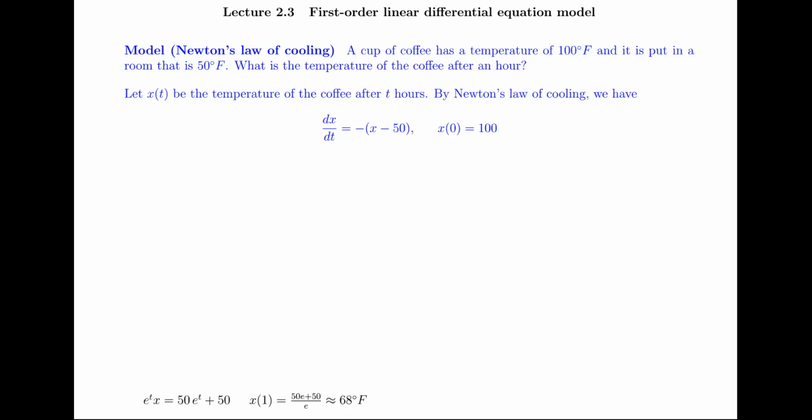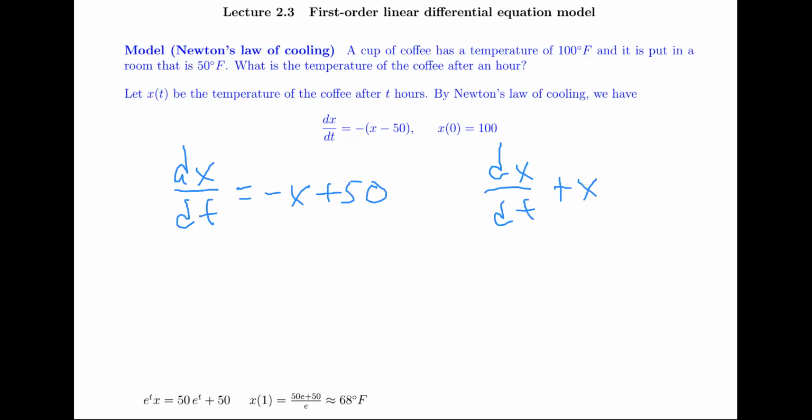We go through and we write our equation in standard form. So first I want to distribute the negative. Then we're going to write this equation in standard form. So we get dx/dt plus x is equal to 50. Here we notice that p of t is 1, right? That's the function in front of the x.